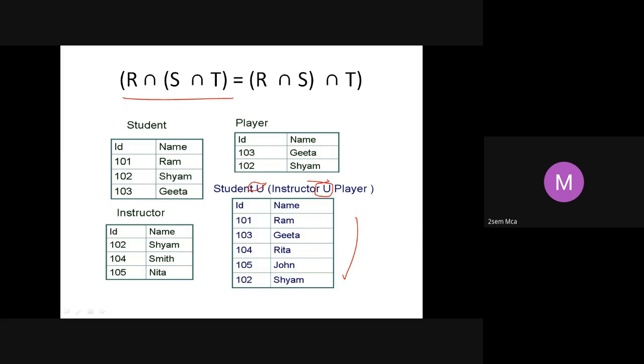(102). Is it not? Yes, ma'am. 102. Yeah, this is actually wrong. I think I copied it wrongly. This is union. All right, so 102. However you take, you will get 102 as the answer. So both are commutative.